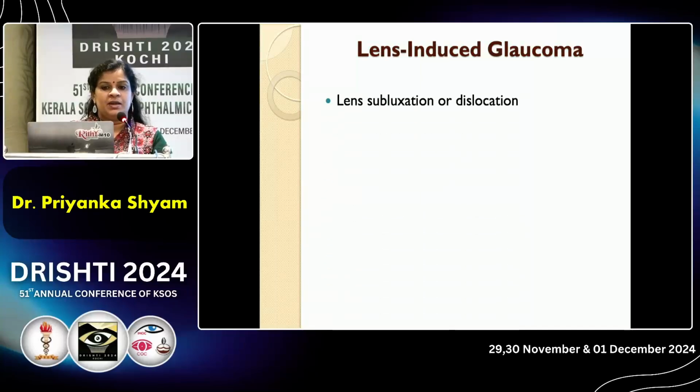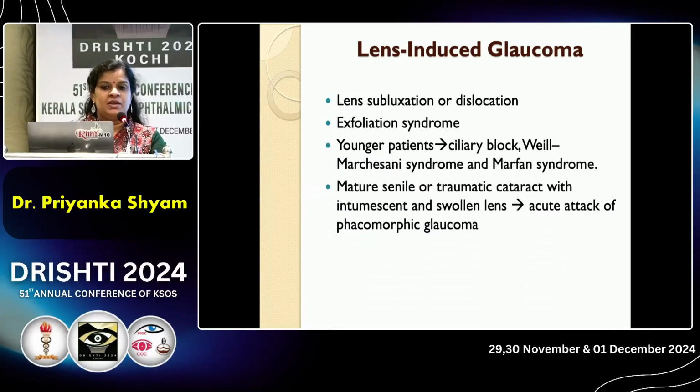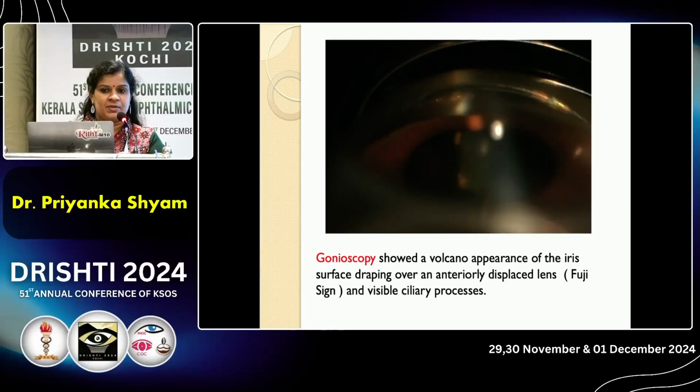Lens-induced glaucoma can be due to lens subluxation or dislocation, exfoliation syndrome, and in younger patients it can be due to ciliary block, Weill-Marchesani syndrome, and Marfan syndrome. Mature senile or traumatic cataract with an intumescent or swollen lens causes acute attack of phacomorphic glaucoma. Idiosyncratic reaction to several medications can also cause lens-induced glaucoma.